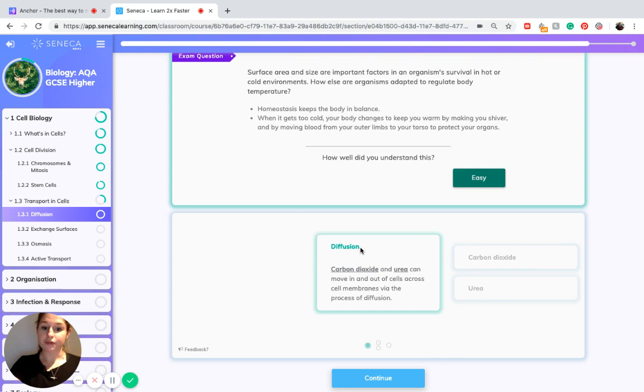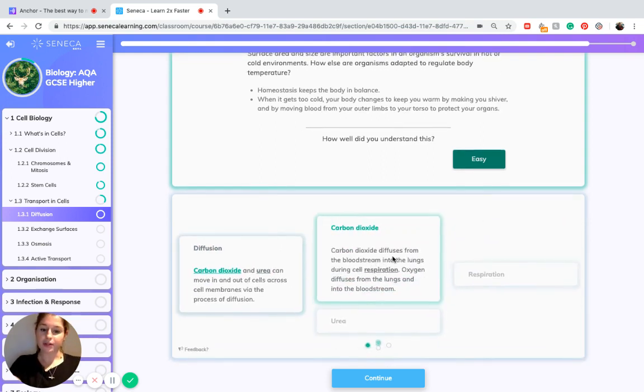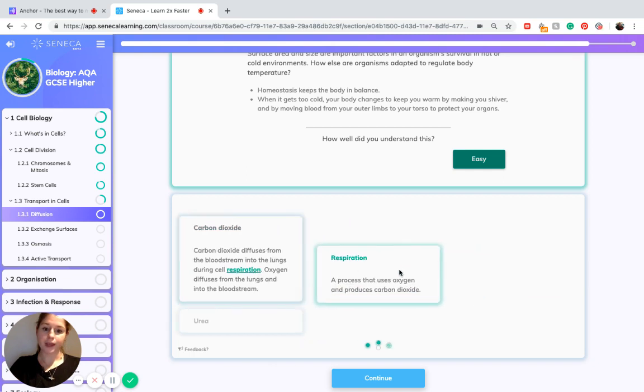So now we can visualize this. We know that carbon dioxide and urea can move in and out of cells across cell membranes via the process of diffusion. So this is a good example of diffusion. Carbon dioxide diffuses from the bloodstream, where there will be a high concentration, into the lungs, where there will be a low concentration, during cell respiration. Oxygen diffuses from the lungs and into the bloodstream. Respiration is a process that uses oxygen and produces carbon dioxide.